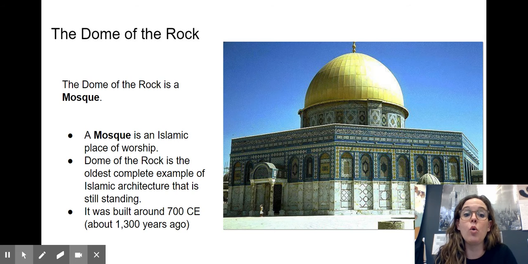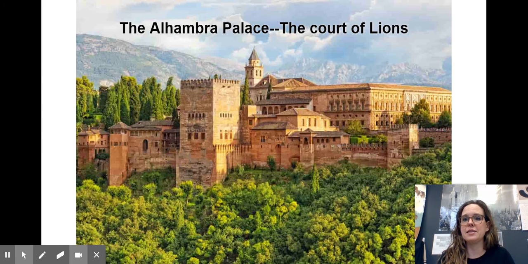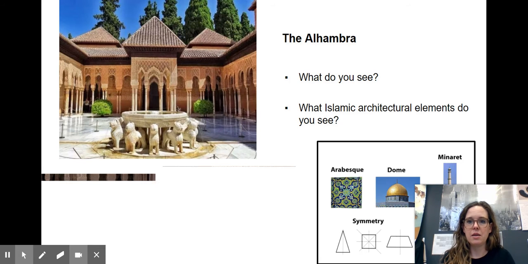The Dome of the Rock is the oldest complete example of Islamic architecture that is still standing. It was built around 1,300 years ago. The Alhambra Palace, the Court of the Lions.